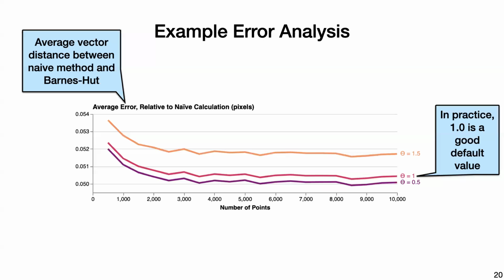Okay. And then on the other axis, there's time, and then there's also error. So they have a vector of the length of the number of points you have, and they calculated the average vector distance between what you calculated with the naive method and with Barnes-Hut, and you can see that as theta goes down, the error is going down as well. In practice, I think for Barnes-Hut, theta equals 1 is usually a reasonable value to choose.